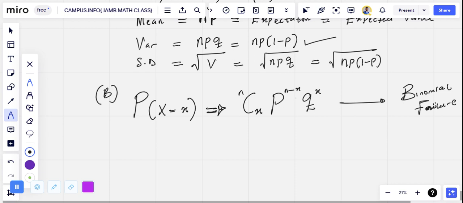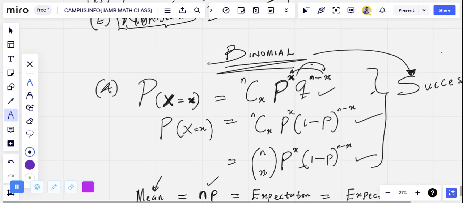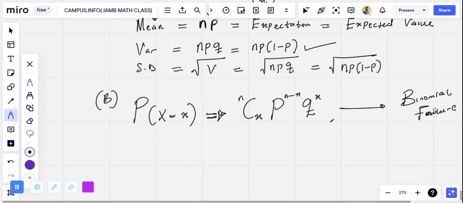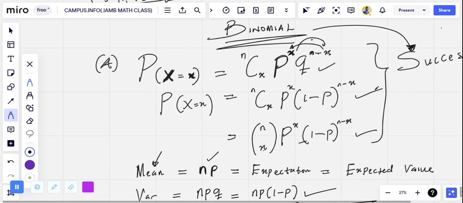And sometimes, if you use binomial failure with this formula and then binomial success with this one, you still see both answers in the options. So you must be very, very sure of the right formula to use, whether this second part or this first part. So guys, please take note.